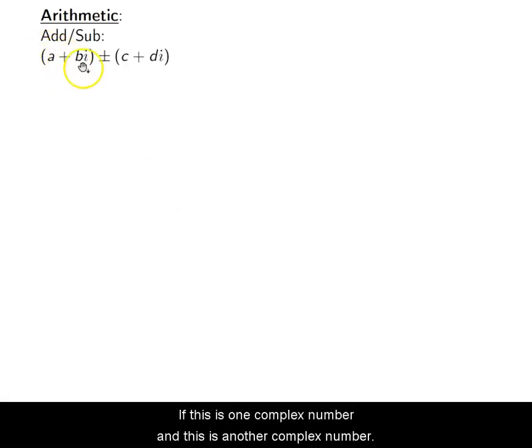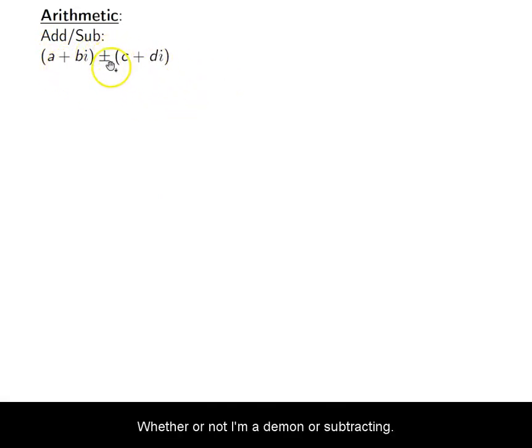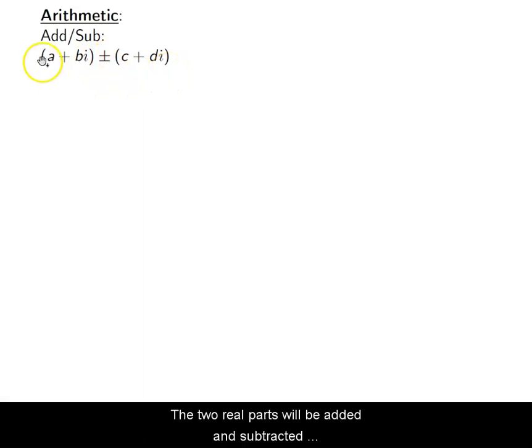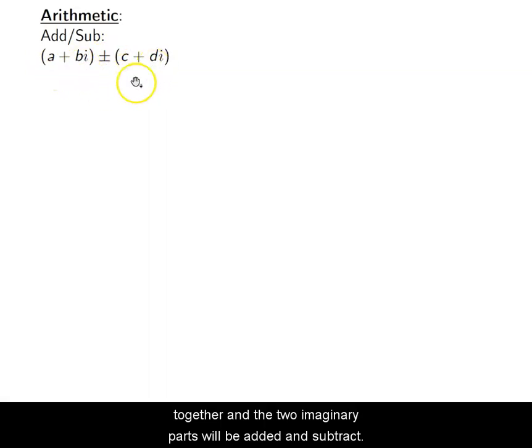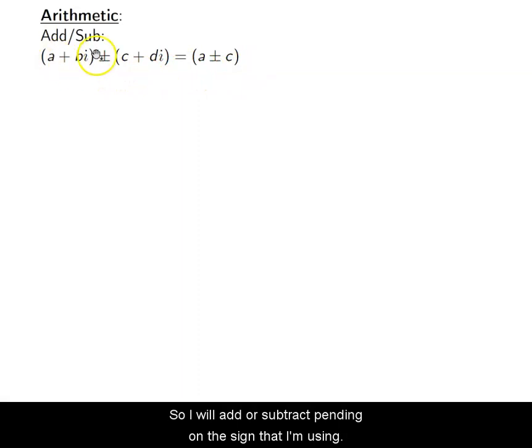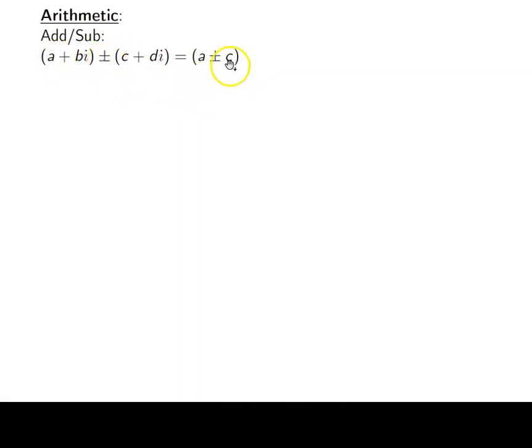So let's focus on the addition and subtraction. If this is one complex number and this is another complex number, whether I'm adding or subtracting them, the two real parts will be added or subtracted together, and the two imaginary parts will be added or subtracted together. So I will add or subtract, depending on the sign that I'm using, A with C, the two real parts, and then I will add to that the B and the D, plus or minus, depending on what's going on here, whether it's plus or minus.